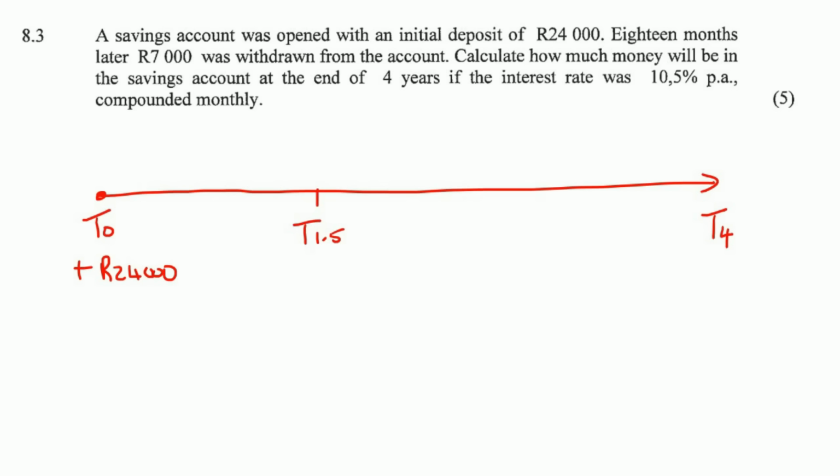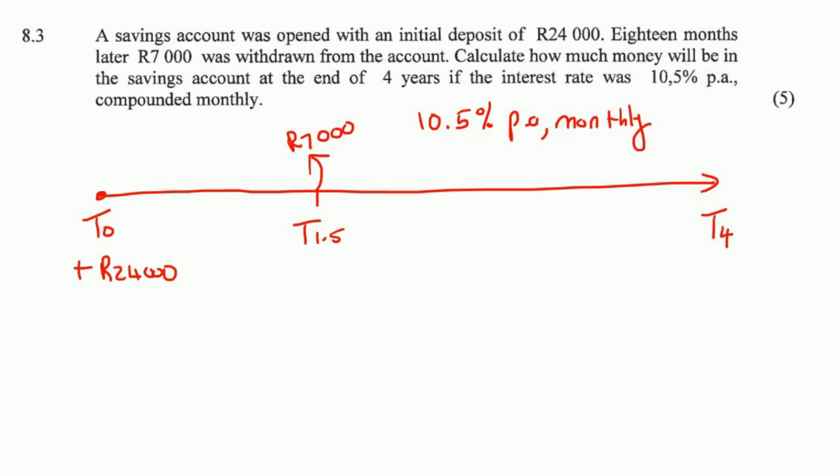We are going to withdraw, so we're going to take money out. How much are we going to take out? 7,000 Rand. And that's it. Now the interest rate is going to be fixed at 10.5% per annum, but that is compounded monthly.